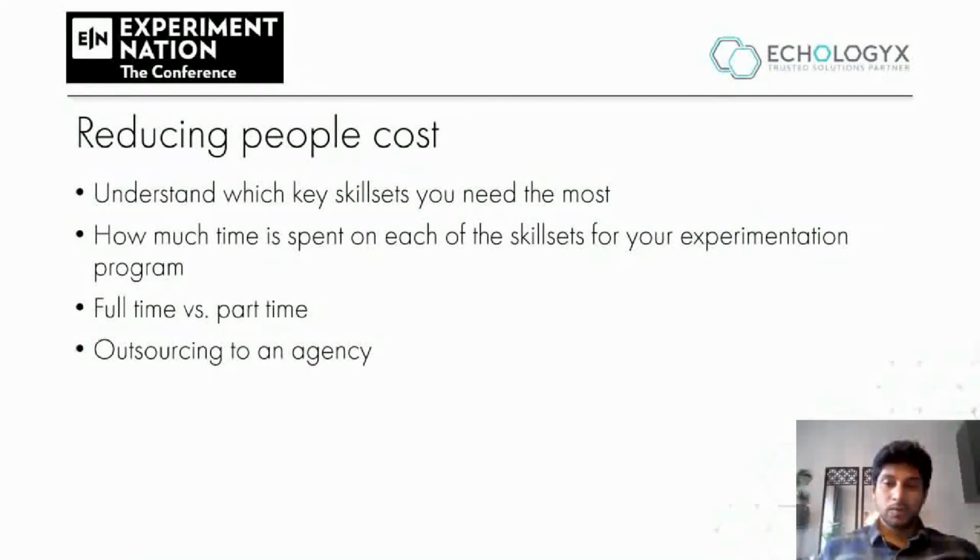Another thing is you also need to understand how much time is going to be spent by each individual person within that team to run each and every test. Based on that, you can then make a decision whether you need someone full-time, whether you need someone part-time, whether you can outsource it to an agency, and where you can get the most outcome.